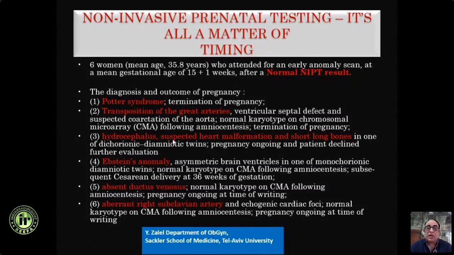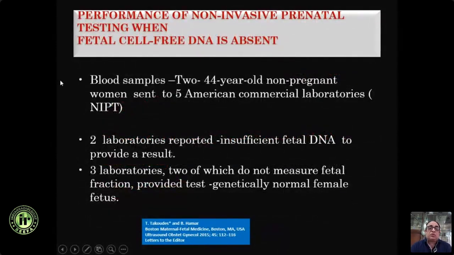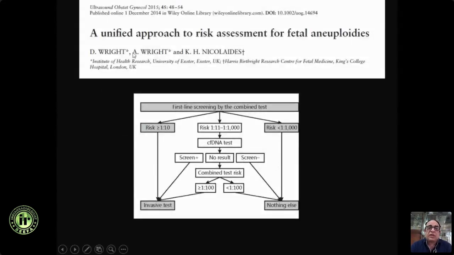Also, there were two gynecologists who tricked the NIPT laboratories, and they sent samples from non-pregnant women for NIPT, and two of them reported insufficient fetal DNA, whereas 3 laboratories reported a female fetus. So you can see the extent of commerce involved in NIPT, and it's very important, therefore, that we use the unified approach to risk assessment, especially in the era of NIPT.